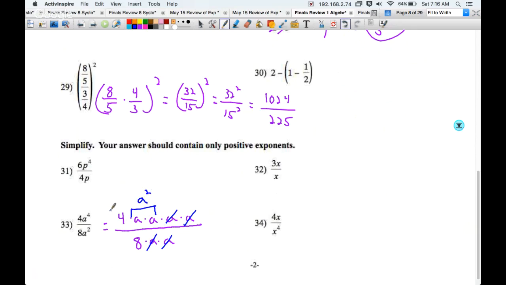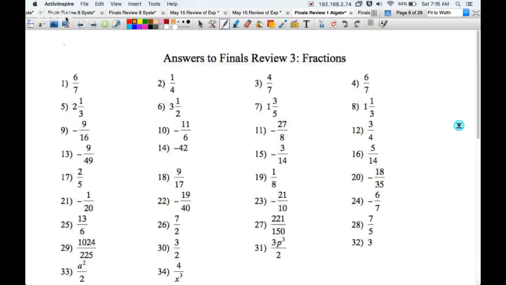And then the 4 and the 8, they can both be divided by 4. Let me not make that confusing if I write it like that. We're going to divide the top and the bottom by 4 to get the final answer, a squared over 2. 4 divided by 4 is just a 1, so we don't have to write that. A squared over 2. Yep.